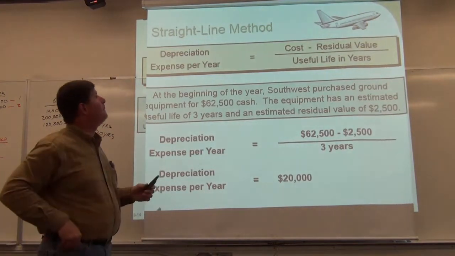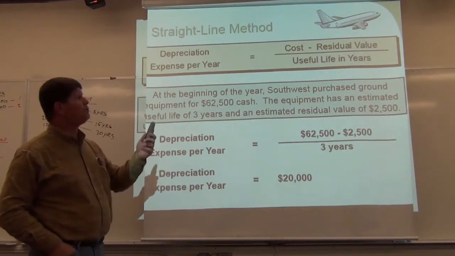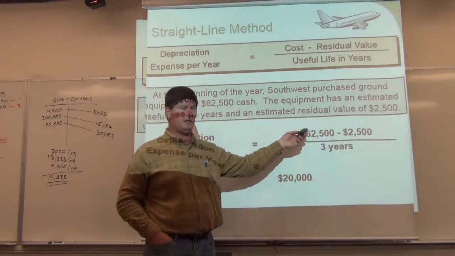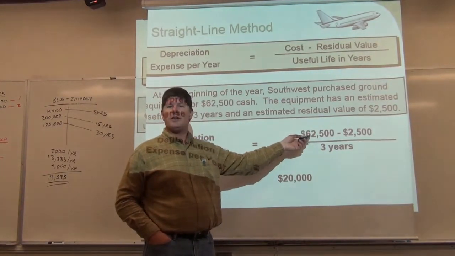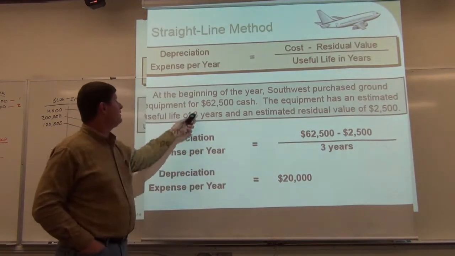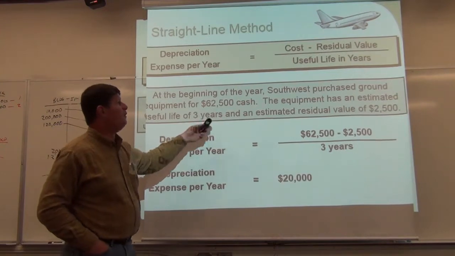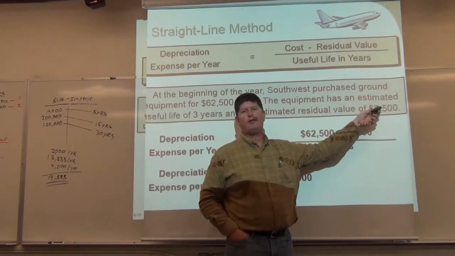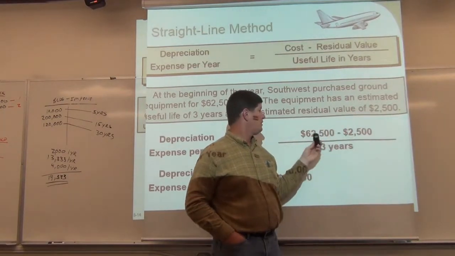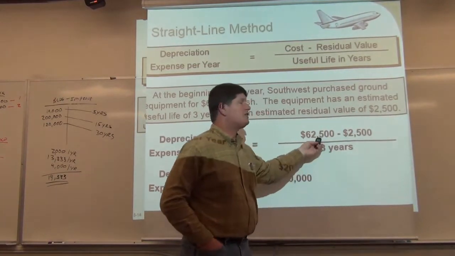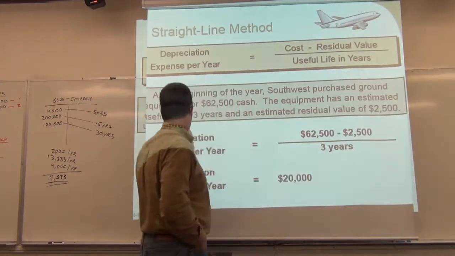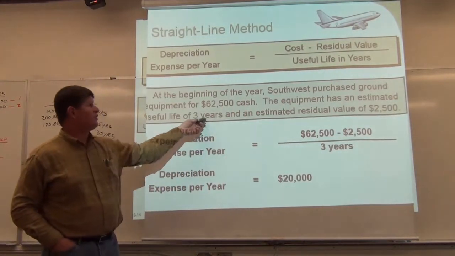We've got a picture of an airplane, but we're only going to pay $62,500 for this airplane. We got a deal. We expect that 3 years from now, we're going to be able to sell it for $2,500, or scrap it, and the metal will be worth $2,500. So our cost is $62,500. Our salvage value is $2,500. Our life is the 3 years.